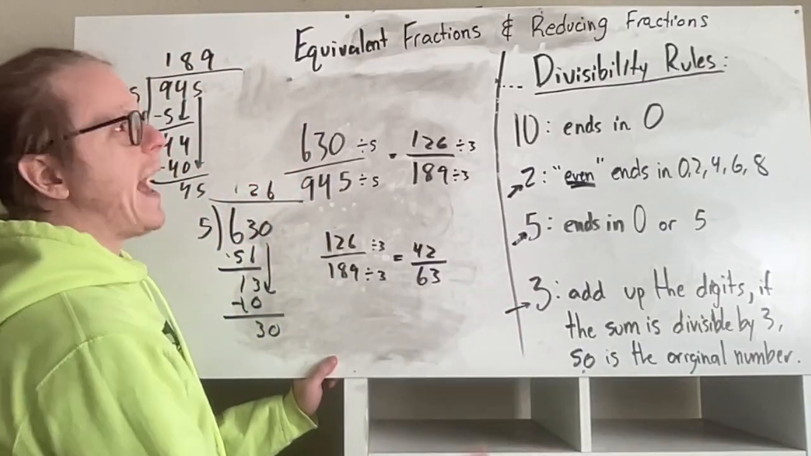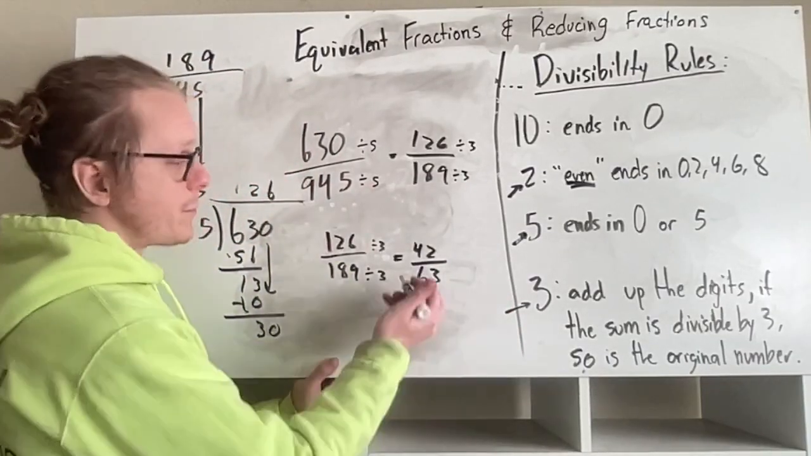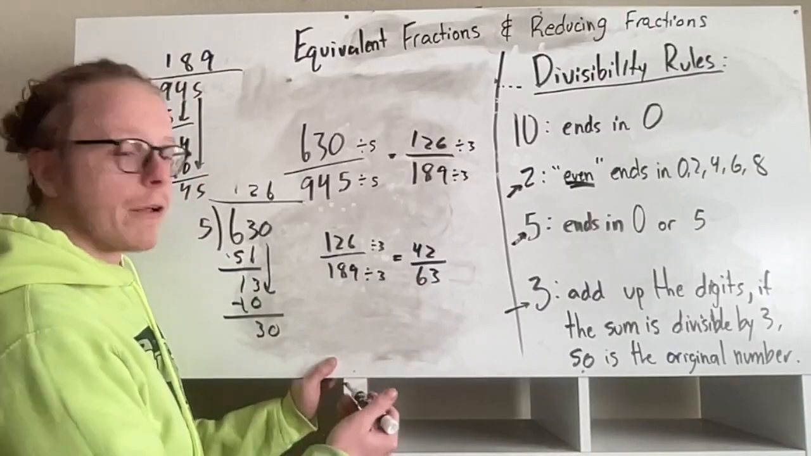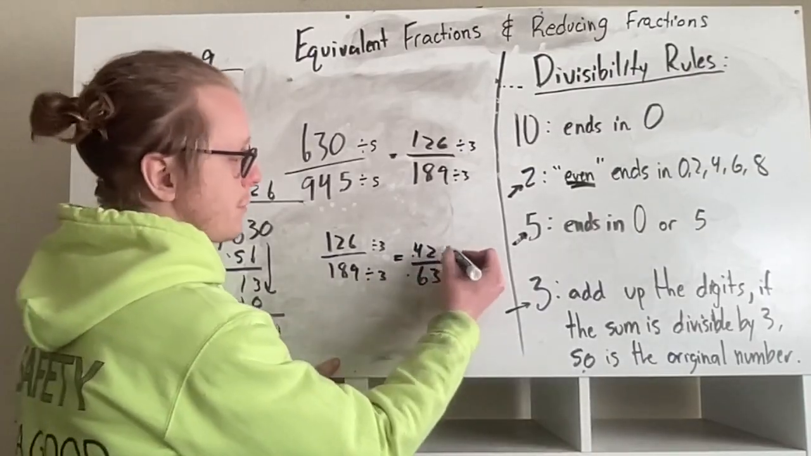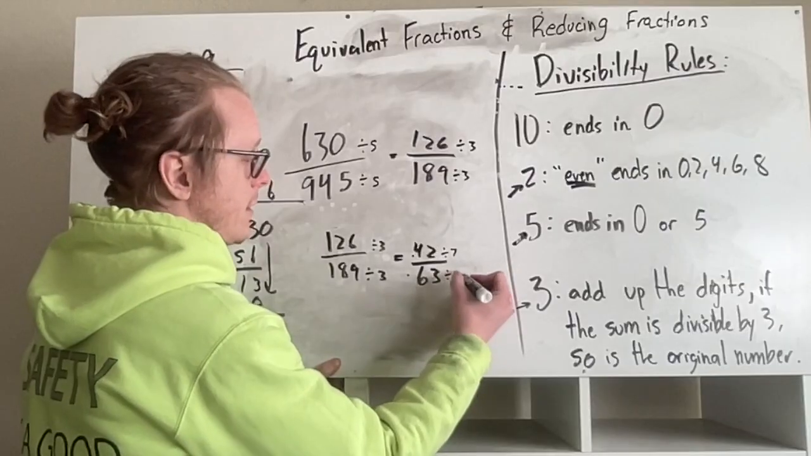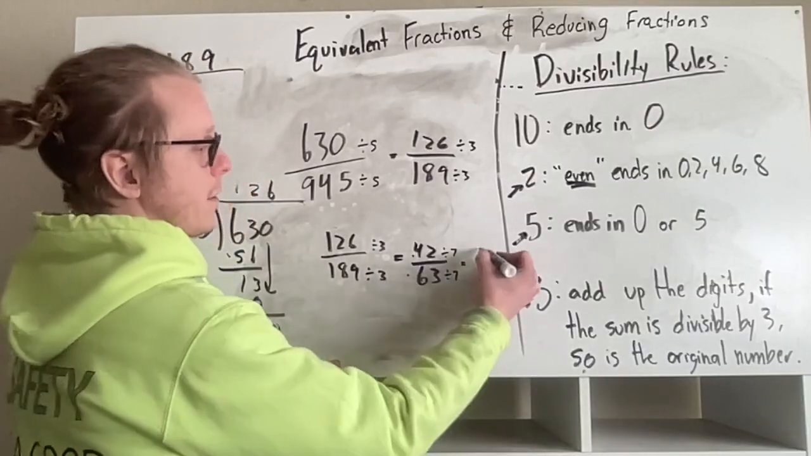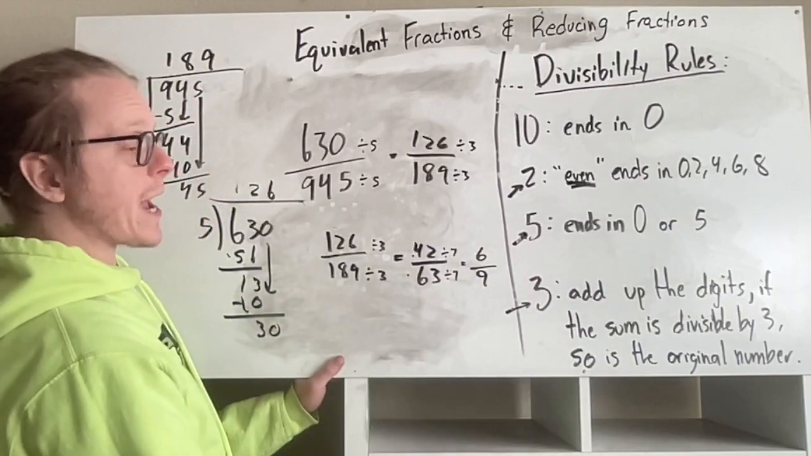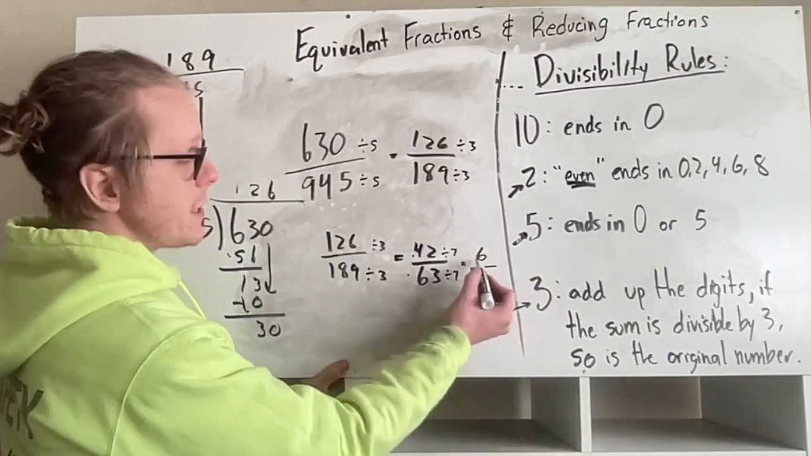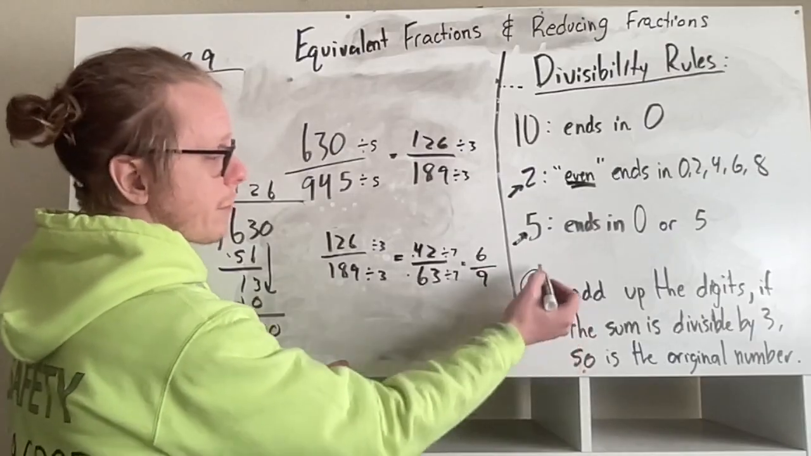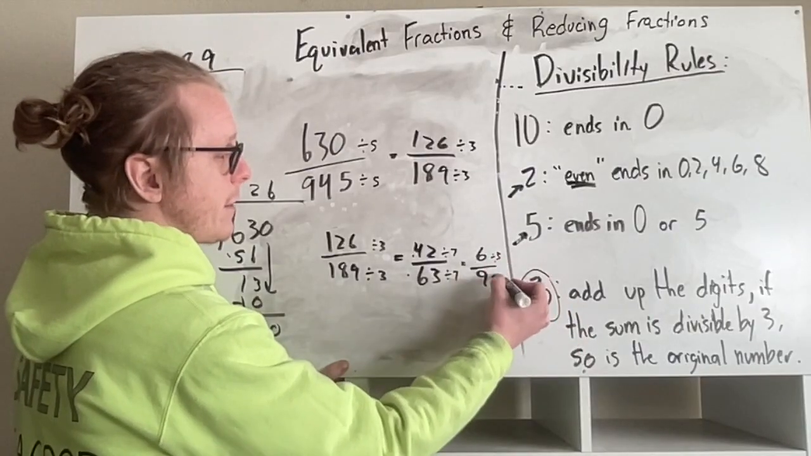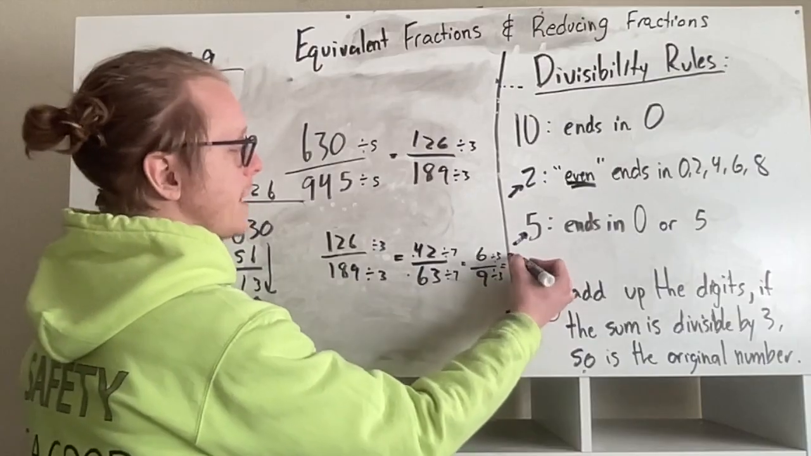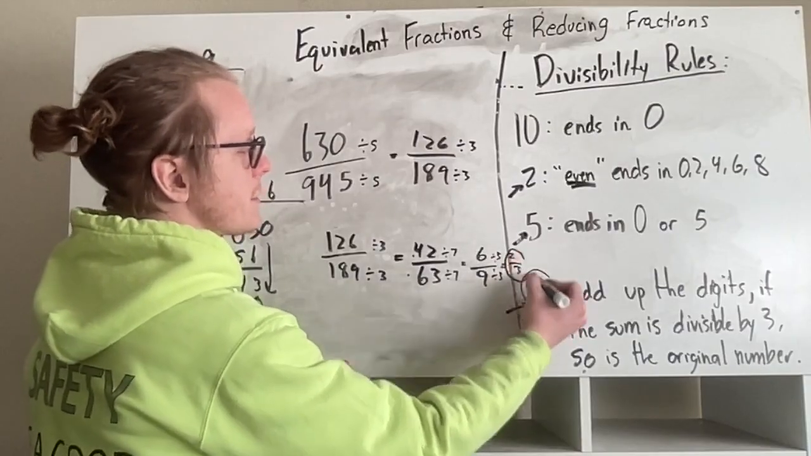Okay? Now, finally, I've reduced it enough that I can use my times table knowledge. These are both 7 times tables. Divide by 7, divided by 7. And then we actually can go even further. 6 and 9 are both 3 times tables. So we divide by 3 and we get 2/3.